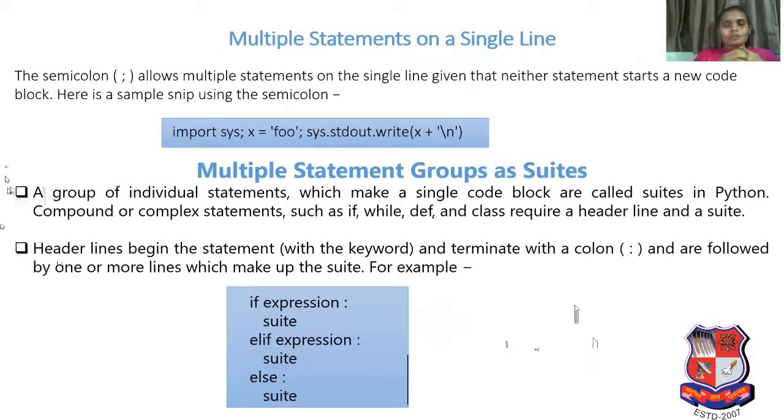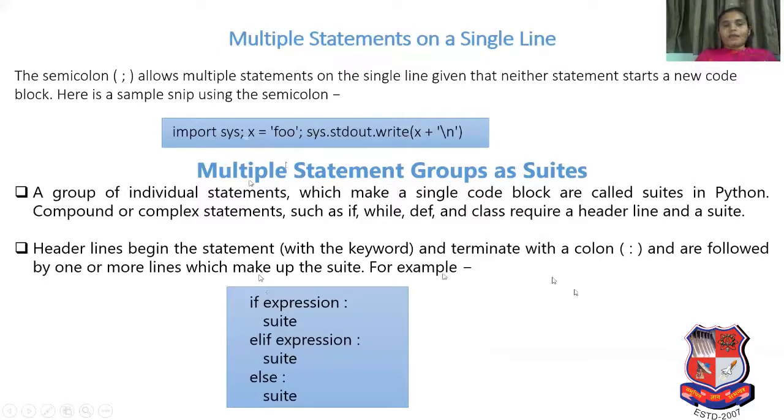Multiple statements on a single line. The semicolon allows multiple statements on a single line, given that neither statement starts a new code block. Here is a sample snippet: import sys semicolon x is equal to foo semicolon sys dot stdout dot write. So it means we have written multiple statements into a single line. You can use the semicolon here.